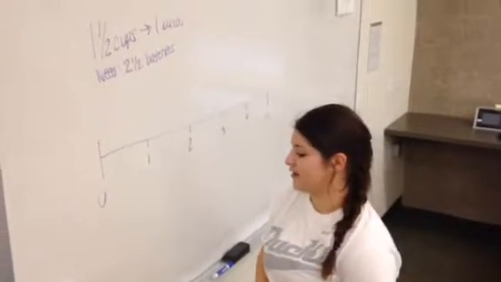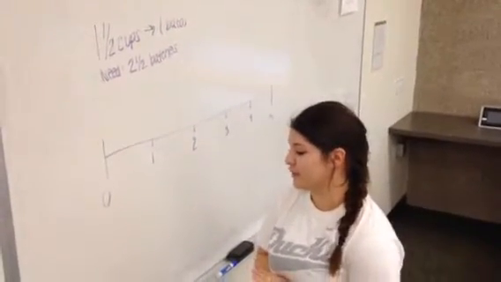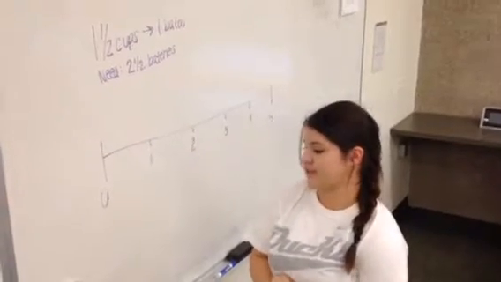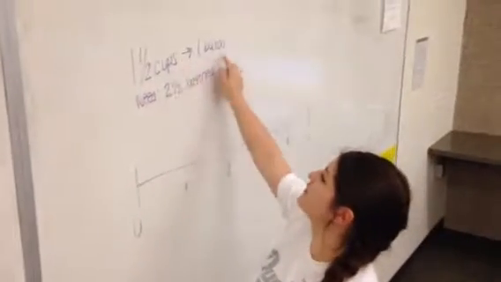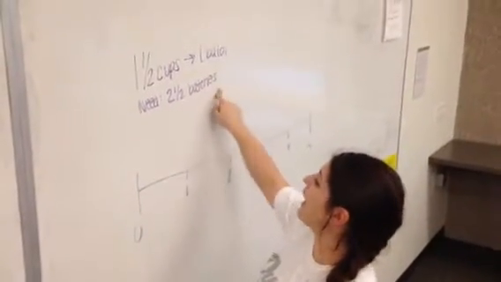This granola recipe calls for 1.5 cups of oats per batch, and today she's making 2.5 batches. How many cups of oats will she need? So we know that 1.5 cups gives us 1 batch, and we need 2.5 batches.